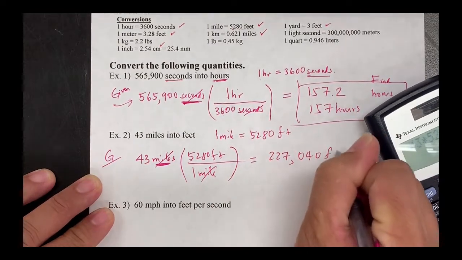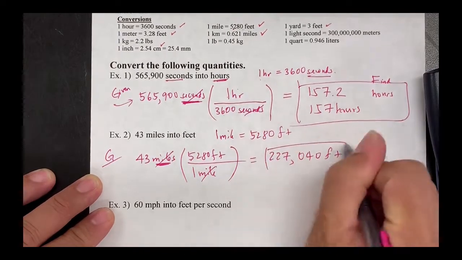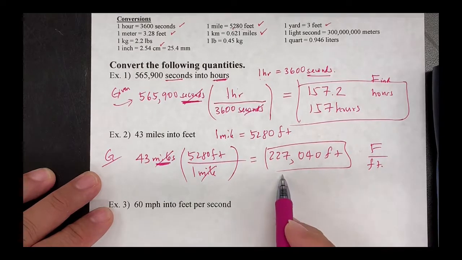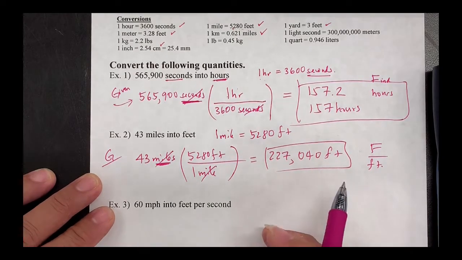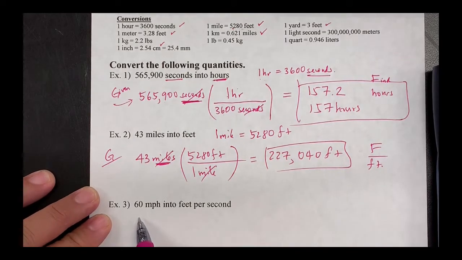227,040 feet. Sorry, I forgot to put that feet down there, didn't I? But that's what I'm trying to find is feet. So there's my answer right there, 227,040 feet. All right, so the next question you can see barely on here, 60 miles per hour into feet per second.